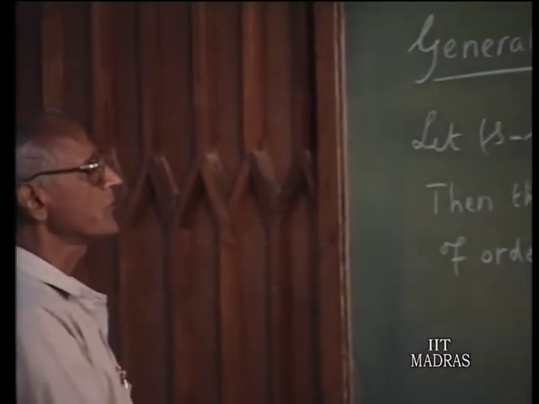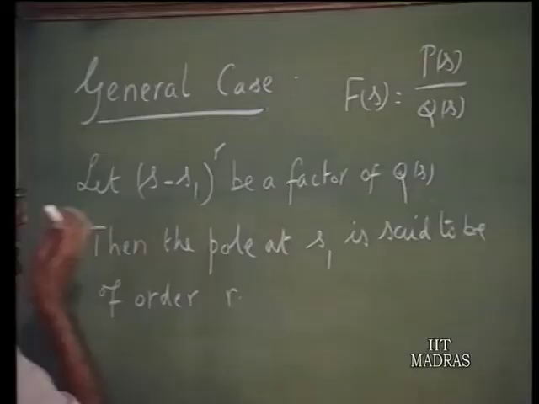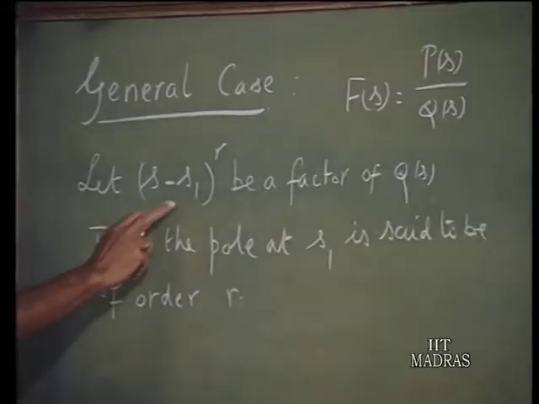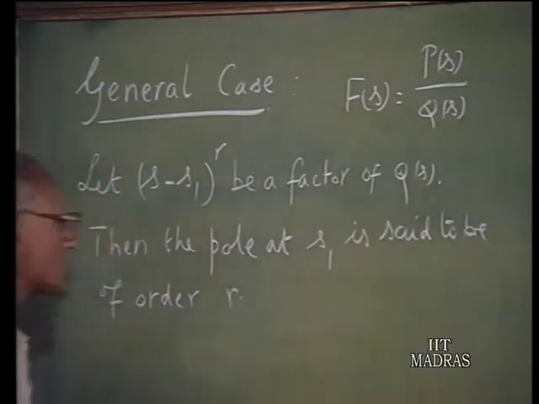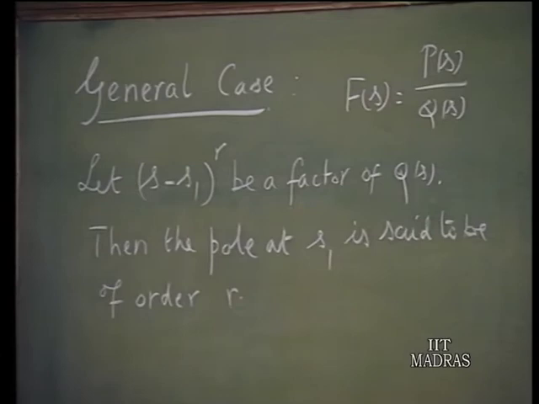Let us now consider the general case where multiple order poles occur. Given F(s) equals P(s) over Q(s), let (s minus s1) raised to the power of r be a factor of Q(s). In this event, we say that the pole at s equals s1 is of order r, because this particular factor is repeated r times.